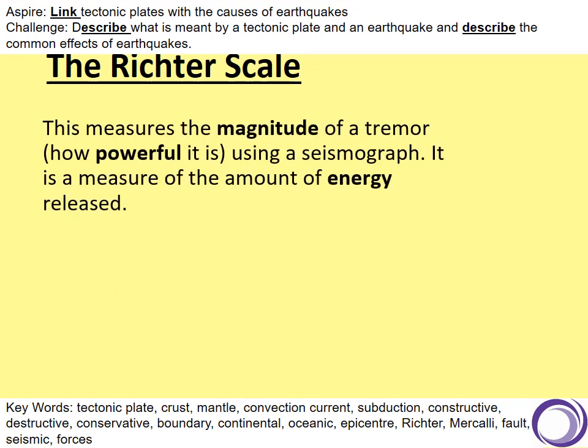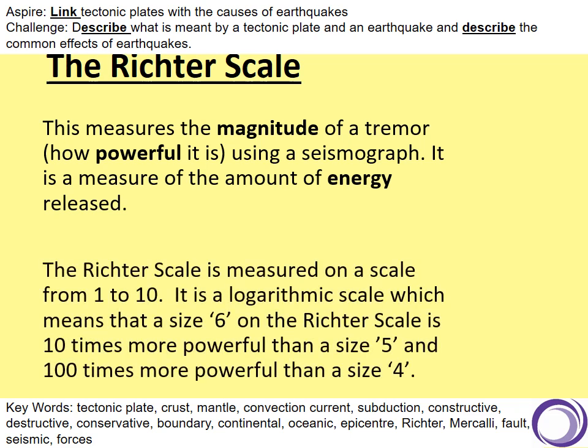Now, scientists tend to talk about the Richter scale. It measures the magnitude of how powerful a tremor is, and this is used in a seismograph. It's measuring the amount of energy that's actually been released as a result of the quake. It's a logarithmic scale from 1 to 10, and it means that a size 6 on the Richter scale is 10 times more powerful than a size 5 earthquake and 100 times more powerful than a size 4 earthquake.